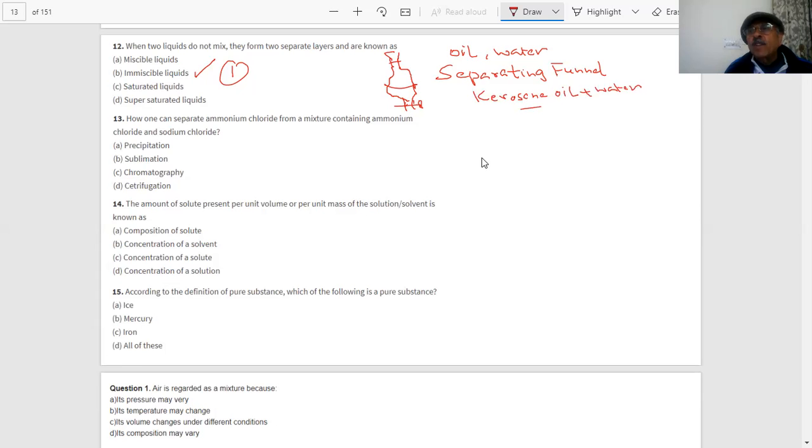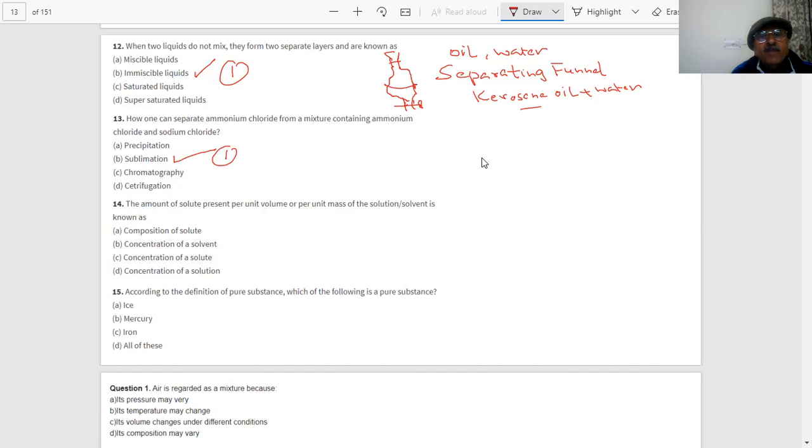The less dense liquid will float on top of the more dense liquid. In this way, it becomes possible to separate them. You have seen it. Next question, student. How can one separate ammonium chloride from a mixture containing ammonium chloride and sodium chloride? Sir, by sublimation. Okay, that is the correct answer, student.